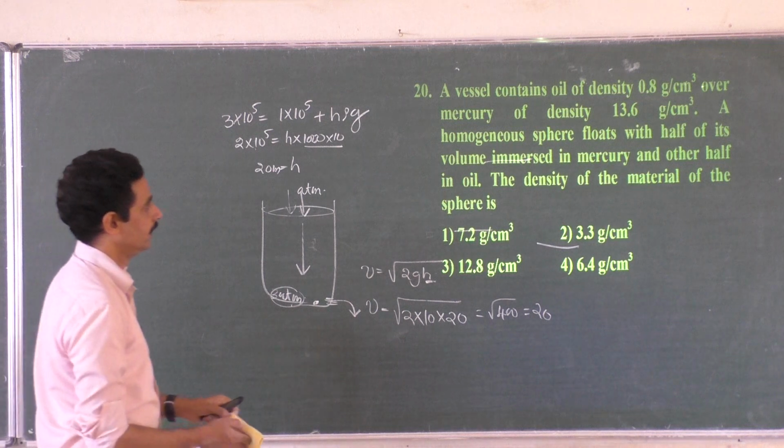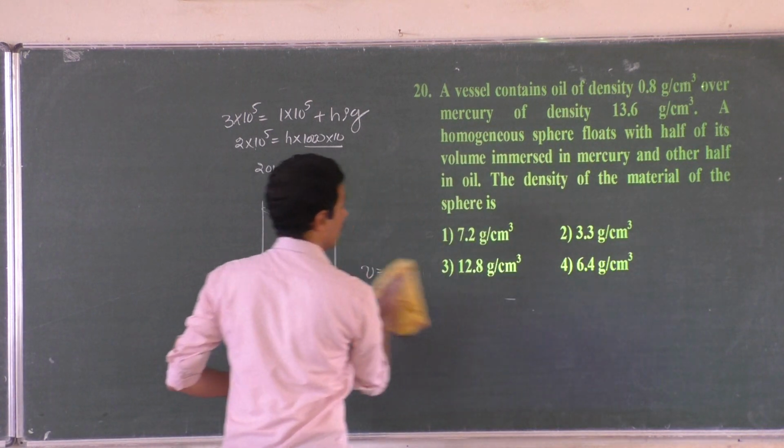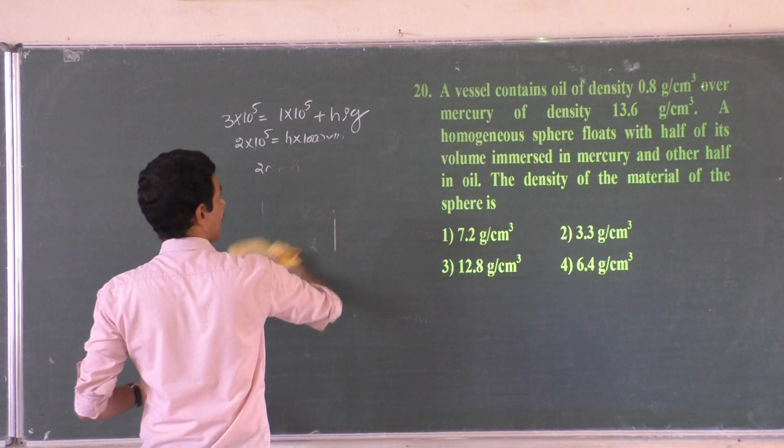20. A vessel contains oil of density 0.8 gram per cm cube.